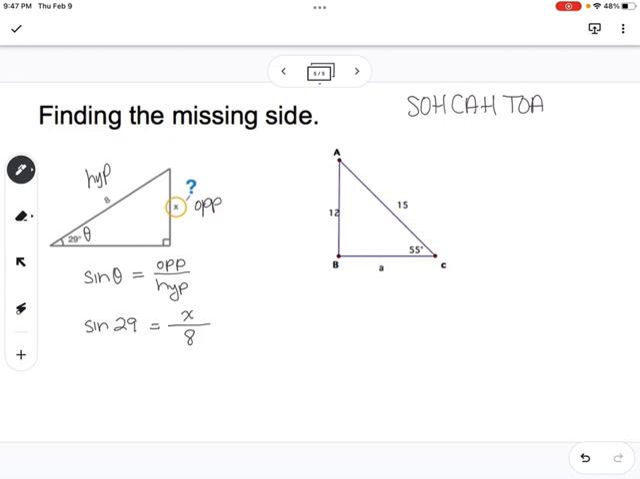Now what we need to do here is get x by itself, which means we need to move this divided by 8 to the other side. We do the opposite of dividing, we bring it over, it will be multiplied by 8. So 8 times sine 29 equals x. Now, when I put this in my calculator, I'm going to press the angle first. I'm going to press 29, and then I'm going to press sine.